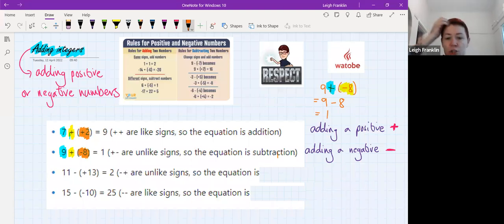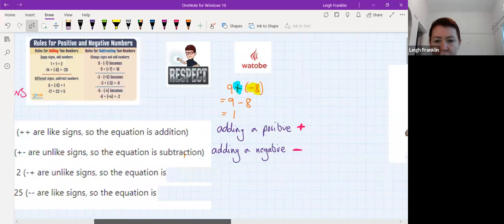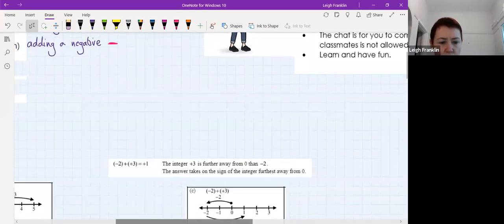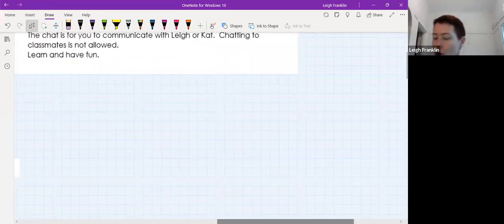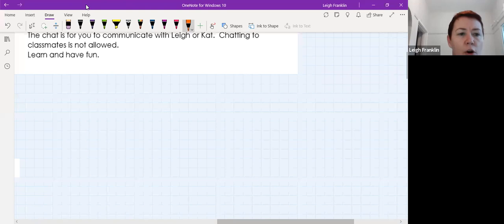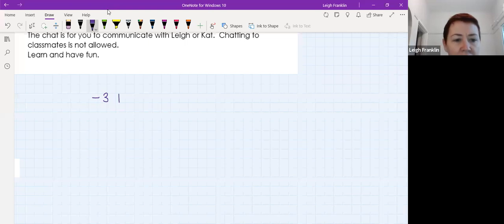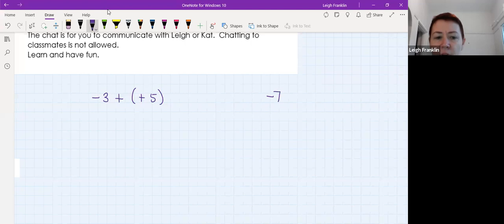Now, we don't just start at positive places on the number line. We could also start at negative places on the number line. So let's think of an example of where we could start at a negative place. Let's pretend I am starting at negative 3, and I decide to add a positive number like positive 5. Or I could start at minus 7 on the number line, and I could choose to add a negative number. Let's say I decide to add negative 3.